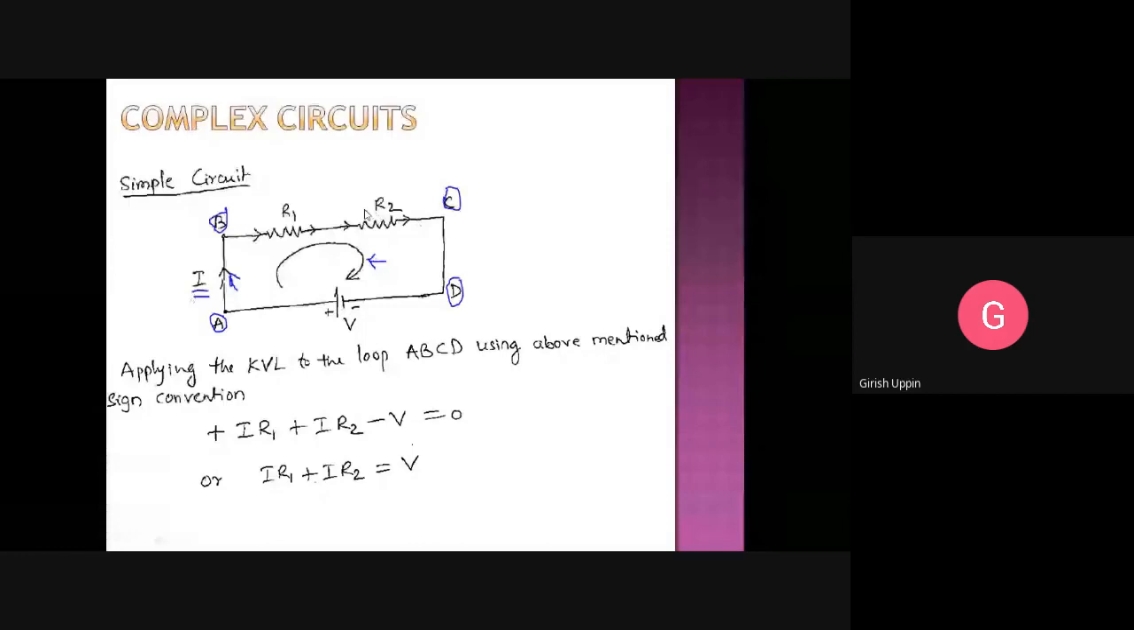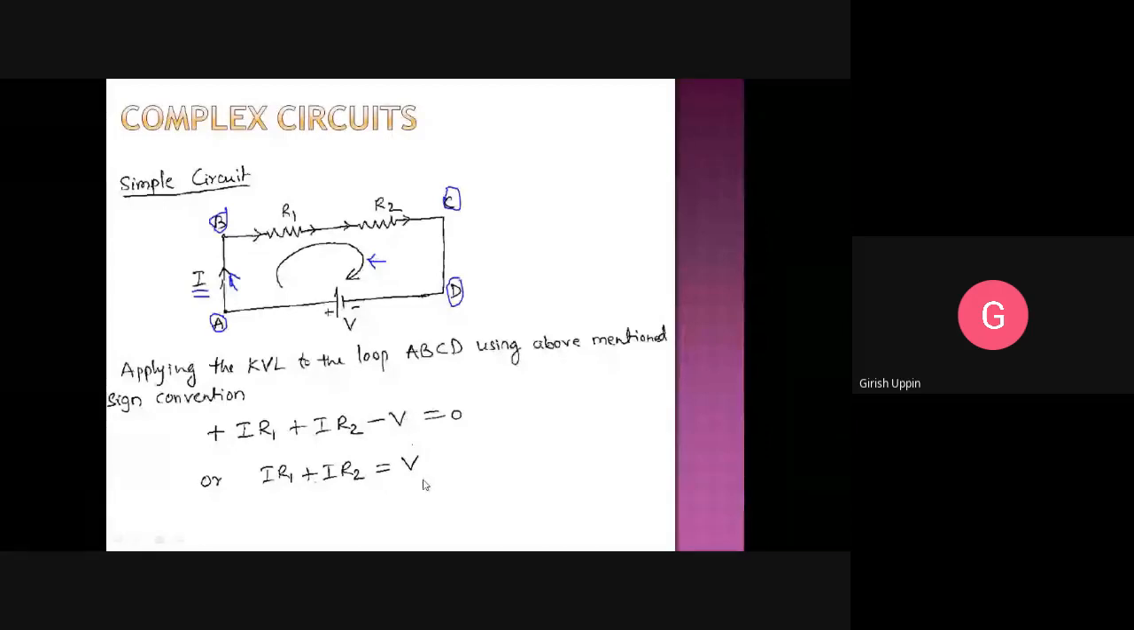Then while tracing, we come to the node C, D, and if you see, we are coming and hitting the negative plate of the voltage source. I will take it as a minus value, minus V, and come back to the original node. We are done with all the components, equal to 0. So this is the resulting equation by applying KVL to this particular circuit. So we get IR1 plus IR2 is equal to V.